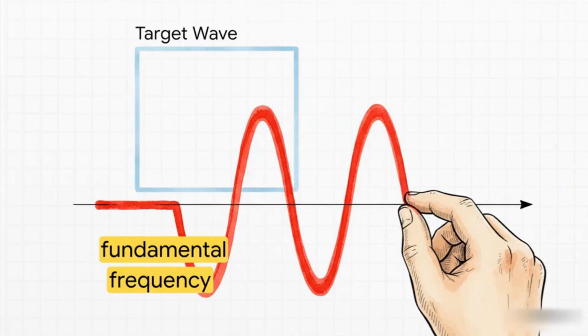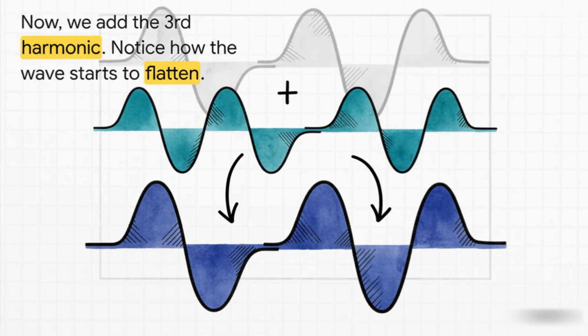So, you know what? Let's actually try it. Let's see if we can build that square wave from scratch. The first and most important ingredient is just a single sine wave that has the same frequency as the square wave we're trying to make. This is our foundation, our fundamental frequency. Okay, now watch what happens. We're going to add in another sine wave, but this one is at 3 times the frequency.